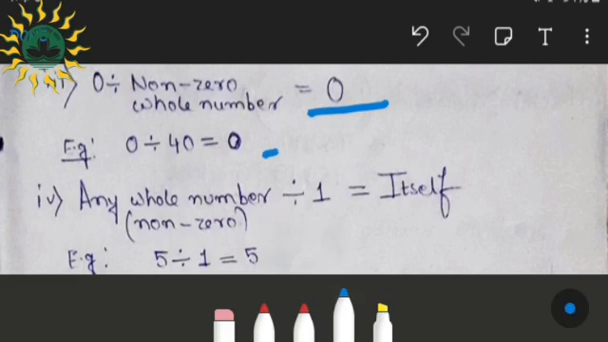Now any whole number when divided by 1, we know that we will get that number itself. So 2 divided by 1, we will get 2. Clear?